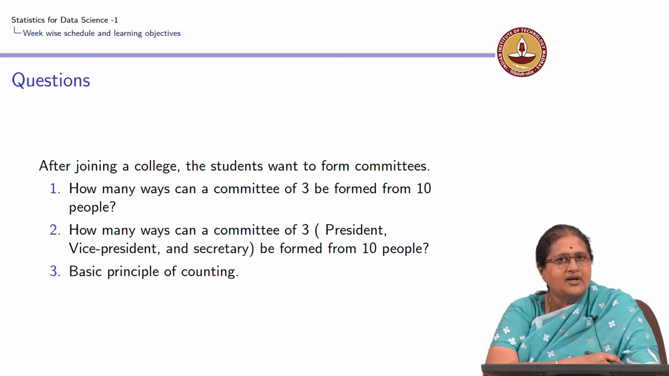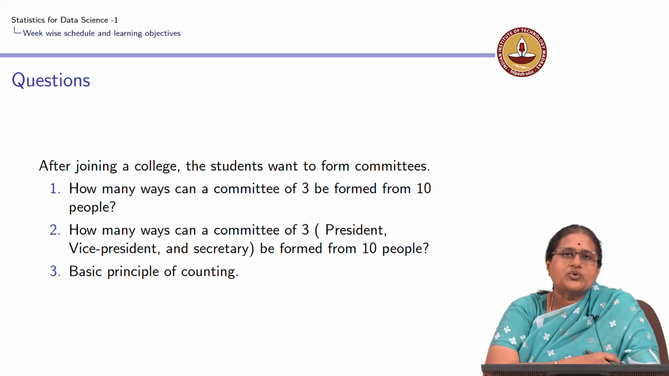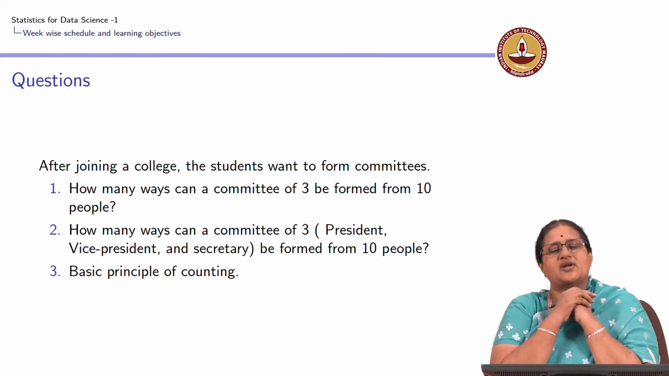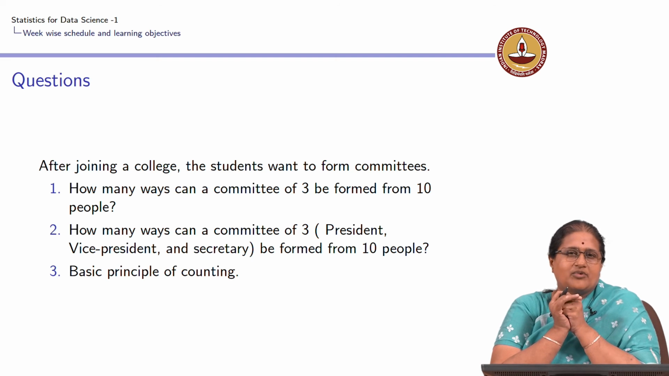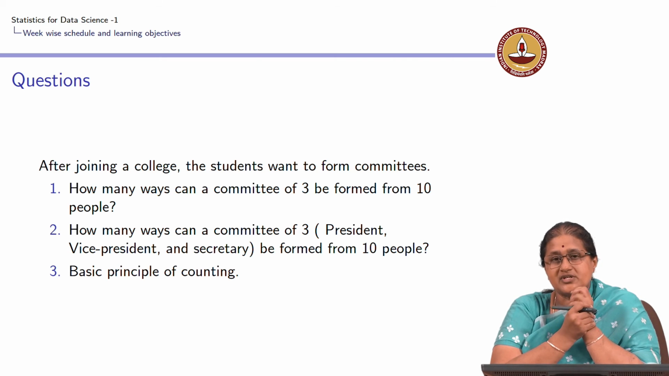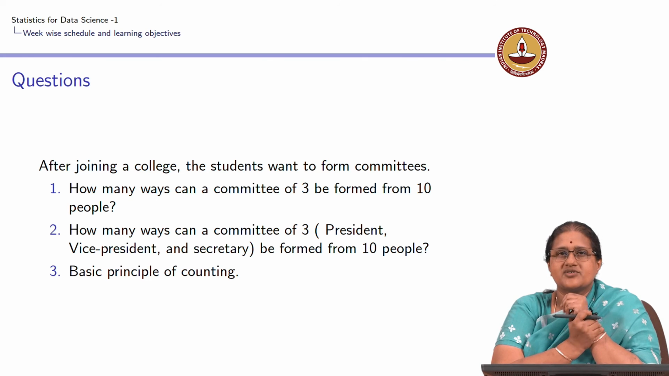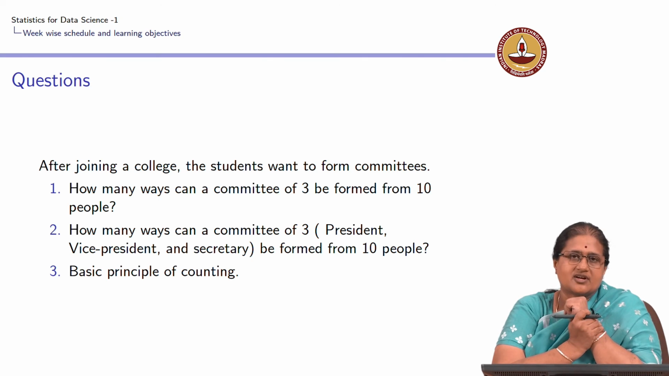For example, students, typically after joining a college, would want to form committees. The most natural question to ask is how many ways a committee can be formed, and how many ways a committee of 3 can be formed. The difference between the first two questions is that in the first, I was just interested in the number of ways a committee of 3 can be formed, whereas in the second question I am interested in an order: a president, vice president and secretary.